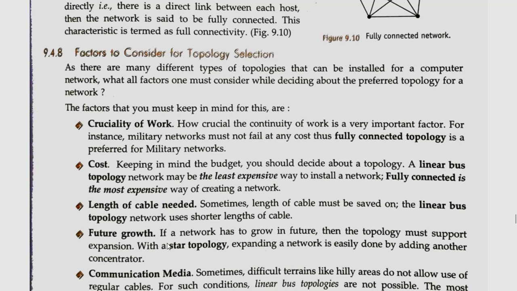Also the future growth is important. Suppose you want a network to grow over a particular period. Now you need such a type of network which can be easily grown without affecting the other nodes in that particular network. So it is better to go with the star topology in that situation, because the expansion of the network is far easier in star topology as compared to other topologies.